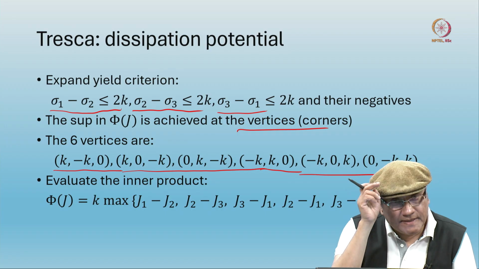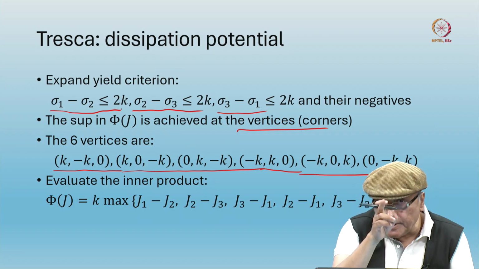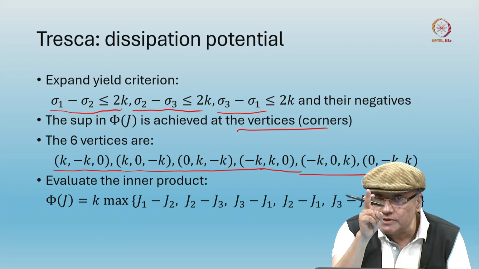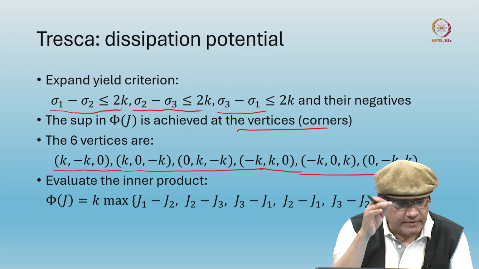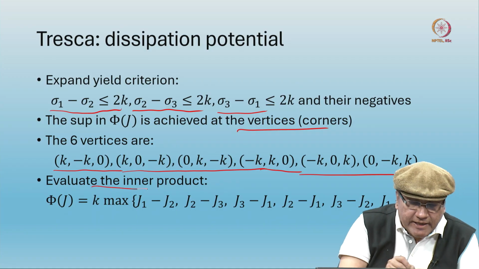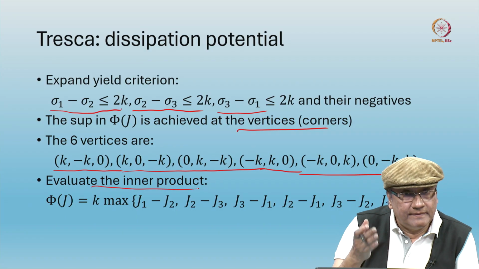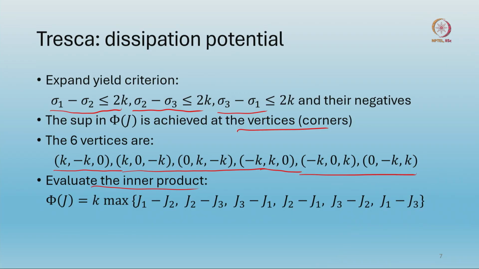Since I know that the supremum in the definition of phi of j is achieved at these corners, these ridges, these 6 vertices, we can actually evaluate the inner product. That supremum reduces to finding the maximum over these possibilities. So k comes out because k is constant, and we take the max of j1 minus j2, j2 minus j3 and so on. You see this is a pretty neat derivation from the original definition of phi of j. This is a simpler form.